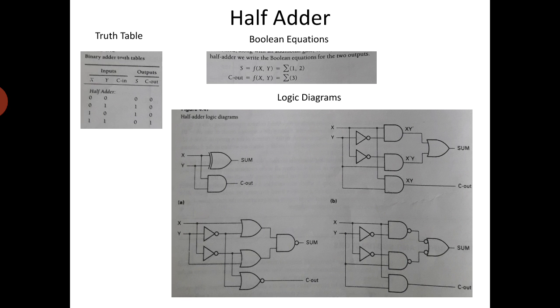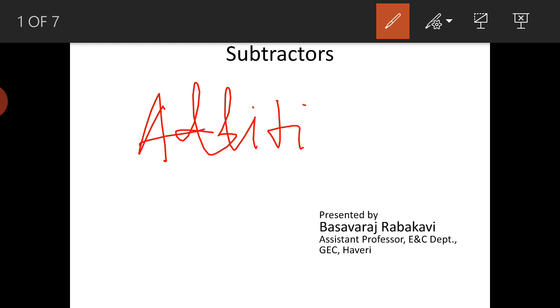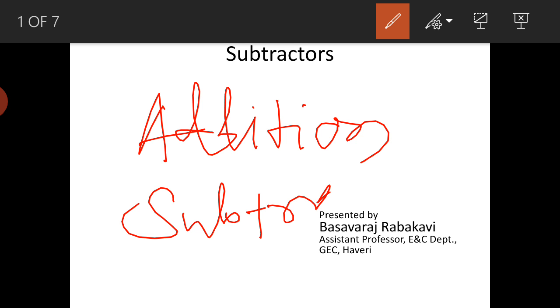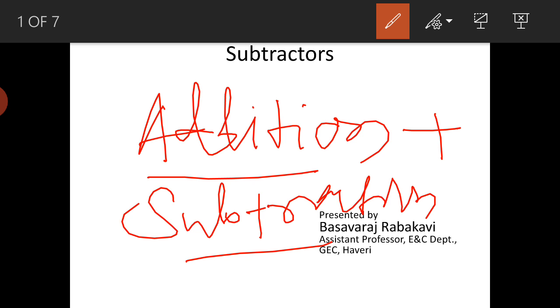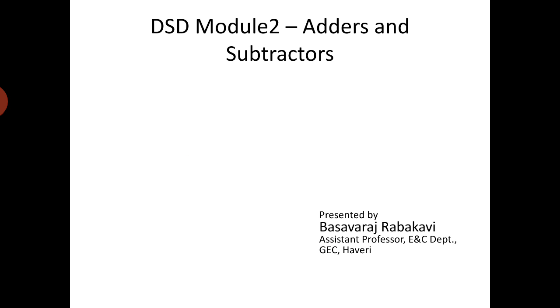So adders and subtractors will do the basic operations that we call addition and subtraction. Okay, so addition and subtraction, the two operations. As all of you know, we do this with the adders and subtractors. Now, these adders and subtractors in digital circuits, how can we realize them?